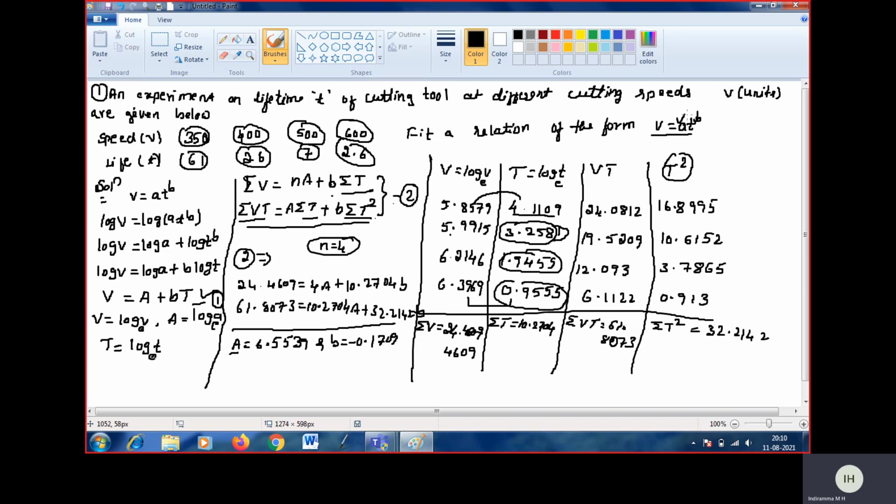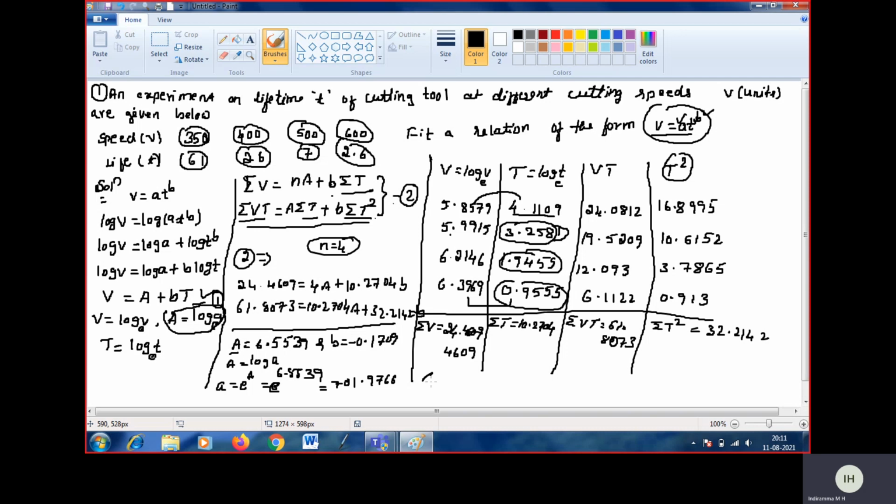So our aim is to find A and B, small a and small b. As we know that capital A is log of small a, from this, small a will be e power capital A. So that is e to the power of 6.5539. Finding the value of this one, we will obtain small a as 701.9766.